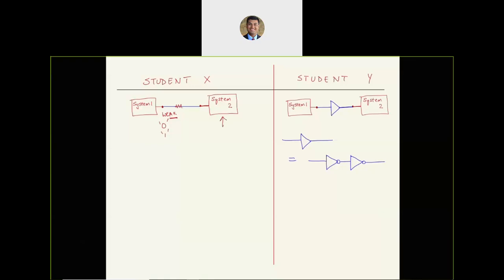Student Y's approach uses a buffer. So what does a buffer do in the case of weak 0 and weak 1? It will actually translate that weak 0 or weak 1 into a strong 0 and a strong 1. By doing that, we are not going to have that problem. So student Y's approach applies for all cases.